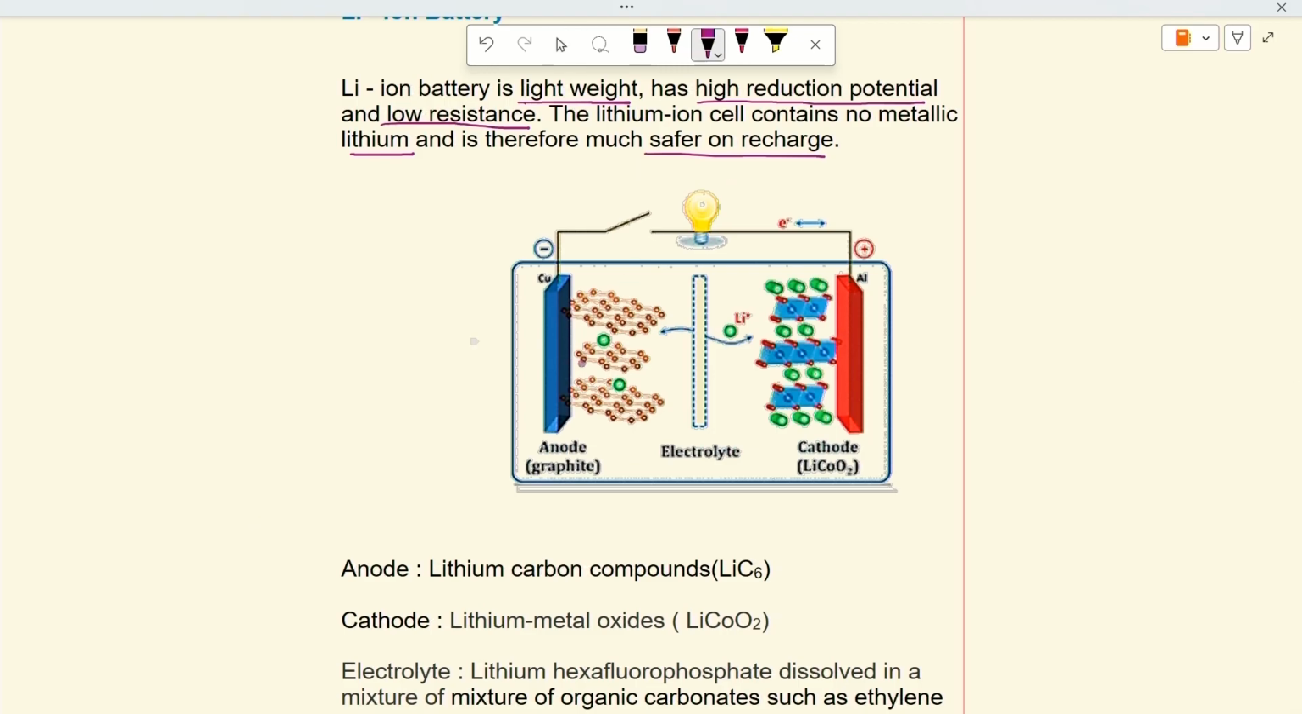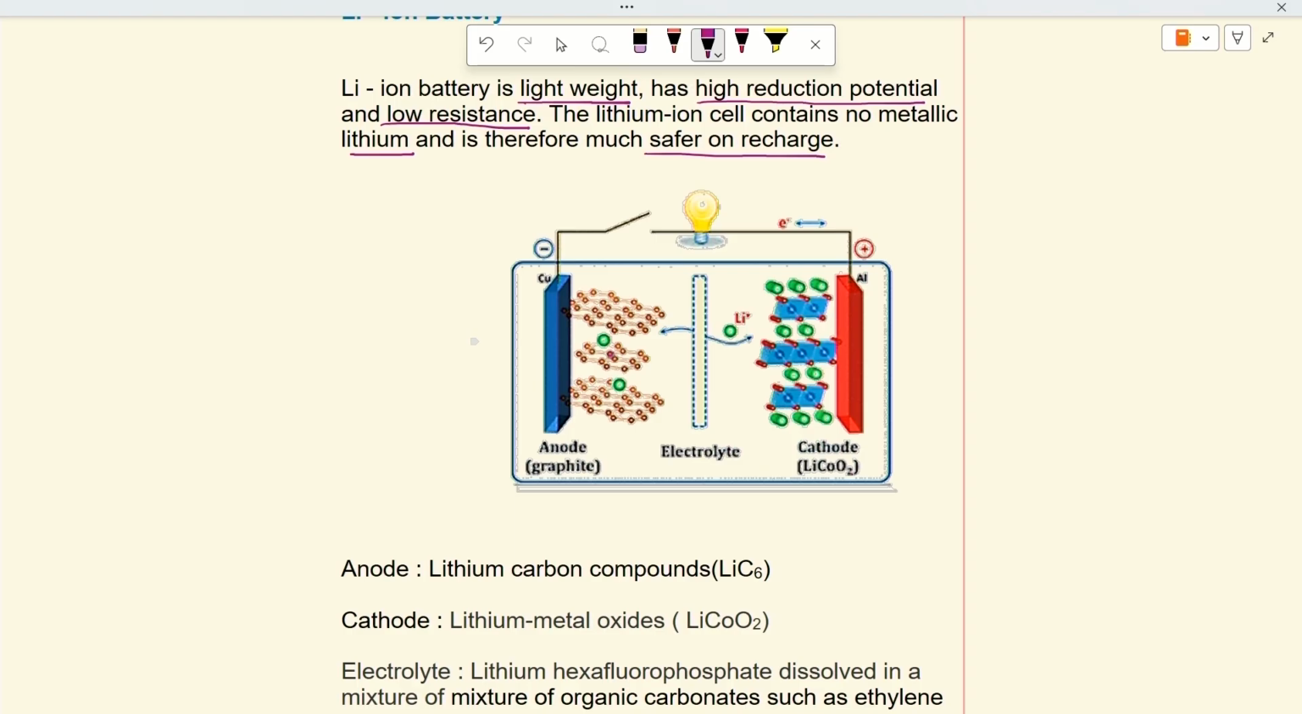Okay. Now, this is a picture, a schematic diagram. We have an anode, usually a lithium carbon compound is used as anode, and we have a cathode, usually lithium along with metal oxides. Okay. Here they have shown lithium cobalt oxide, and this anode is not purely graphite, it is a lithium carbon compound. Okay. Now, we have an electrolyte, I will mention the electrolyte later.